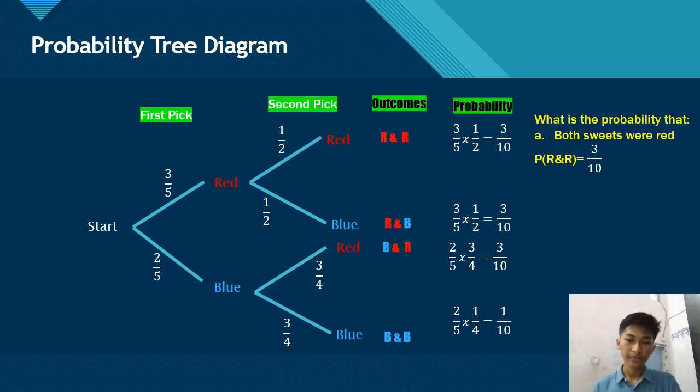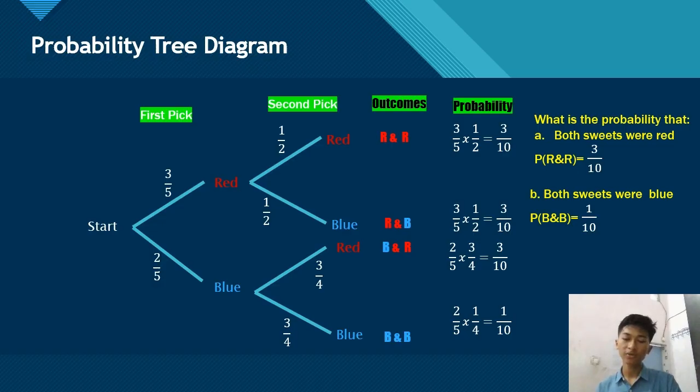And then the outcome blue and red: the probability is 2 over 5 multiplying 3 over 4, which equals 3 over 10. Then the outcome blue and blue: the probability is 2 over 5 multiplying 1 over 4, which equals 1 over 10. The question: what is the probability that both sweets were red? The probability of red and red is 3 over 10.